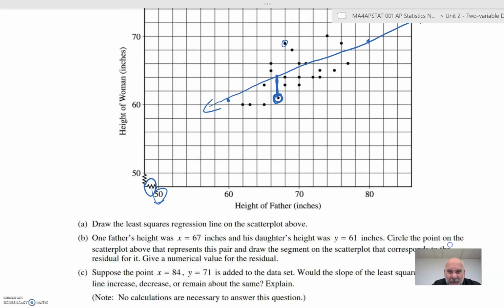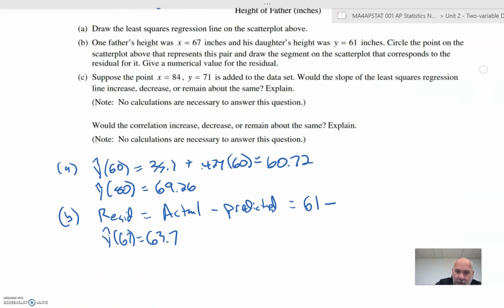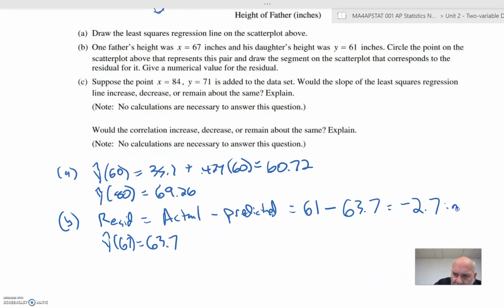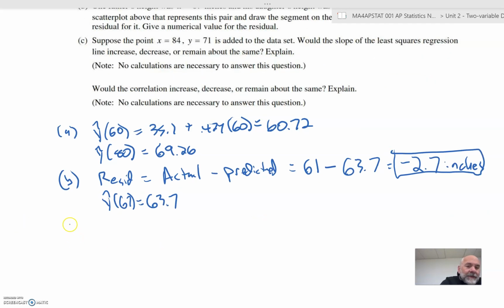63.7. Does it look like about 63.7? My line's not perfect, so it looks like I'm more around 64, but I'm just guessing; I didn't draw the line that well and I'm not right on the values, so good enough. And so it's 61 minus 63.7, which equals negative 2.7. Let's put units in there. That would be inches, because she is 2.7 inches shorter than the least squares line predicts. It doesn't say to interpret anything, so I'm not going to write that out. But if they said interpret this value, then you'd say something like that.